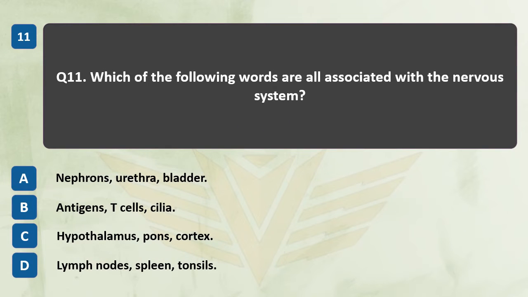Which of the following words are all associated with the nervous system? A. Nephrons, urethra, bladder. B. Antigens, T cells, cilia. C. Hypothalamus, pons, cortex. D. Lymph nodes, spleen, tonsils.